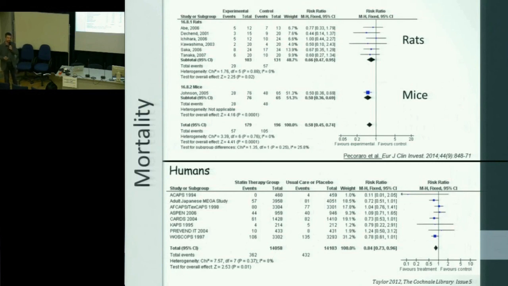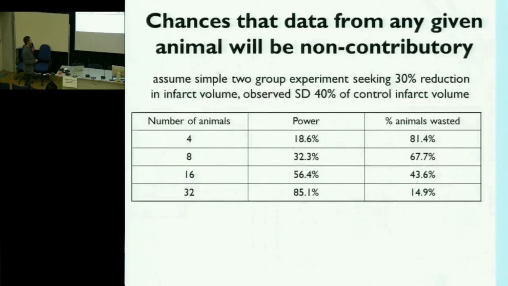I never found someone that is really able to explain to me why this difference is so huge. A priori, there should not be such a big difference, okay? And this is then the problem with animal studies. The majority of studies use a small number of animals. The power of the study is pretty small. And this is the percentage of animals that you are wasting if you use this size of animals.